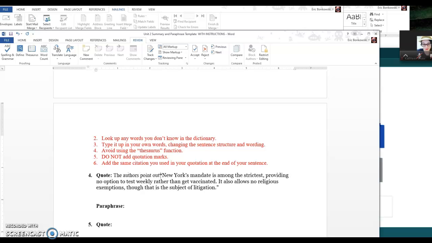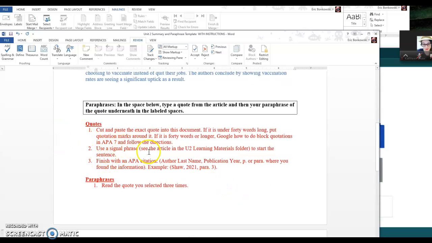And I have two authors, so I'm going to say the authors point out New York's mandate is among the strictest, providing no option to test weekly rather than get vaccinated. Okay, so now I'm going to go back to my third instruction, finish with an APA citation.